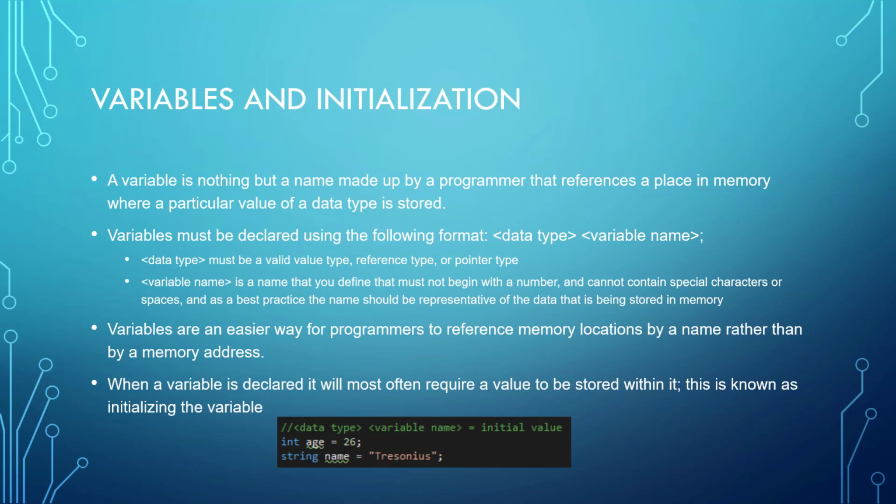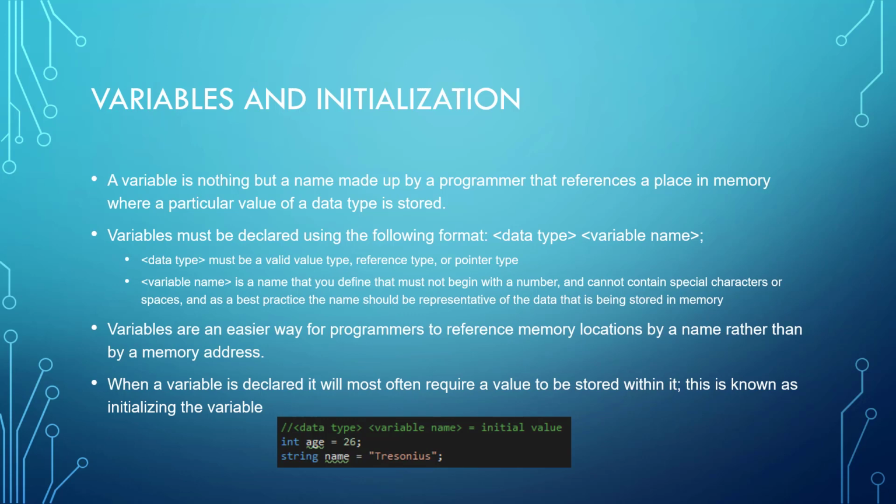And when a variable is declared, it will most often require a value to be stored within it. So the first time we store a value into a variable, it's known as initializing the variable. It's also known as variable initialization, or simply initialization. Down at the bottom of the screen, you'll see that there are two variables that have been declared and initialized. The first variable is of type int, so its data type is int, meaning it will store a numeric value of type integer. In fact, int will store a data value of type System.Int32. So here we're declaring a variable of type int, and we've named it age, and then we've initialized it with a value of 26.